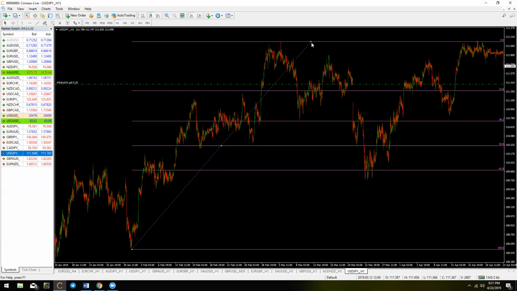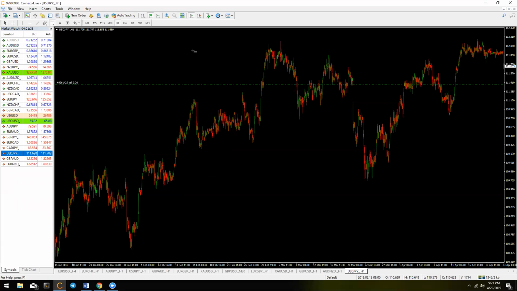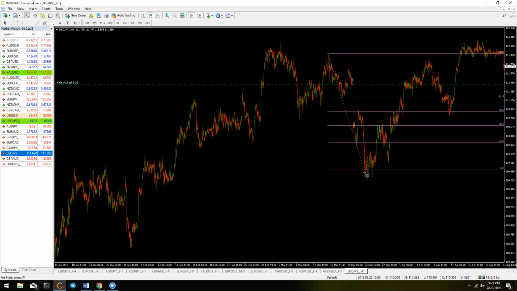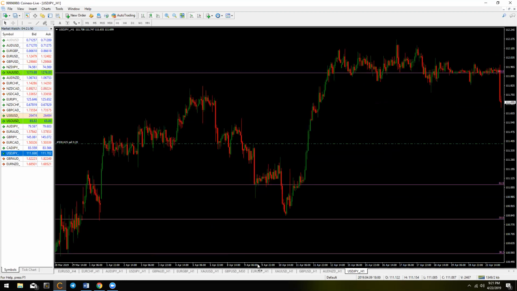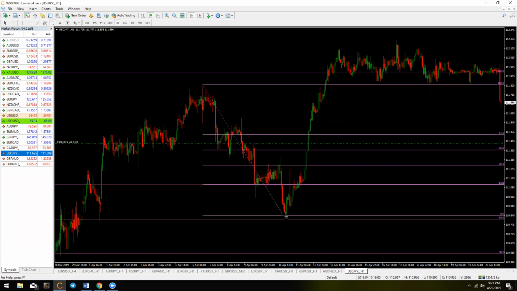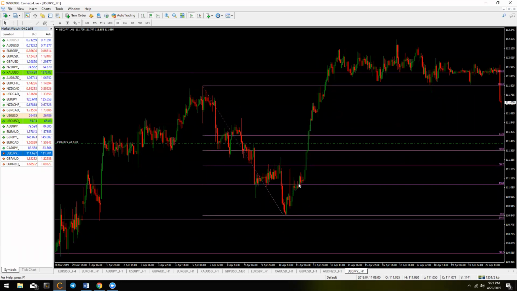And then going this way, take it from the top to the bottom. You hit the 23 right here, and you could have ridden it all the way up. And you could back test it all you want. It's always going to hit. Look, from top to the bottom, hit the 23, and then shot up.